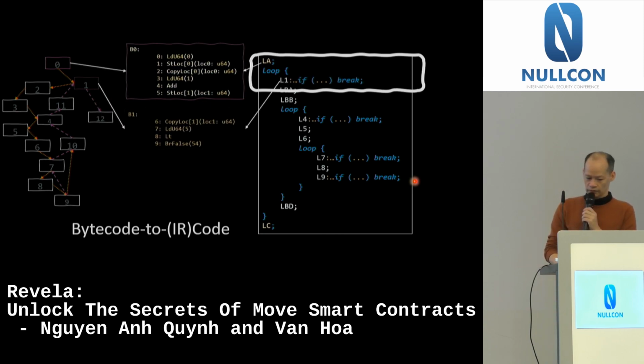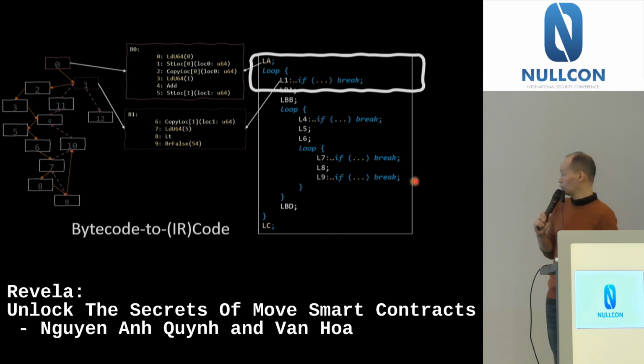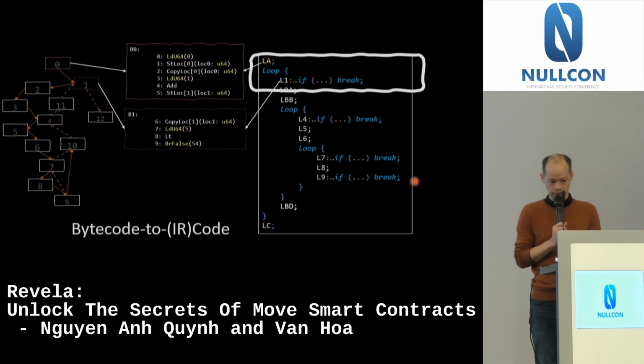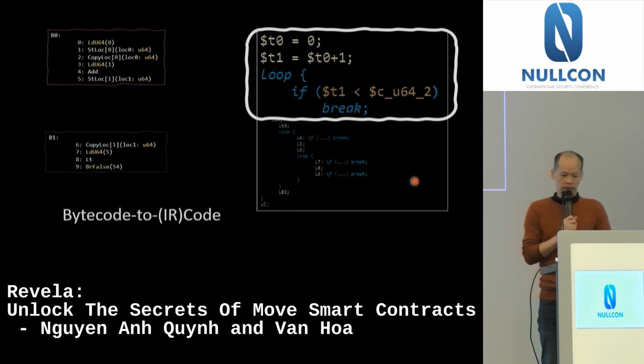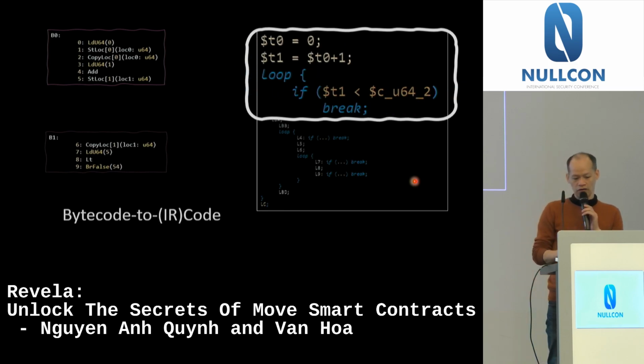Okay, so go back to our example. We have two blocks, B0 and B1, and we try to recover the high-level source code from B0 and B1. For B0, we recover two code statements, which are assign 0 to T0 and add 1 to T0 and assign to T1.